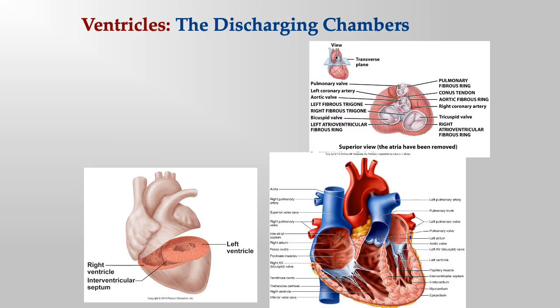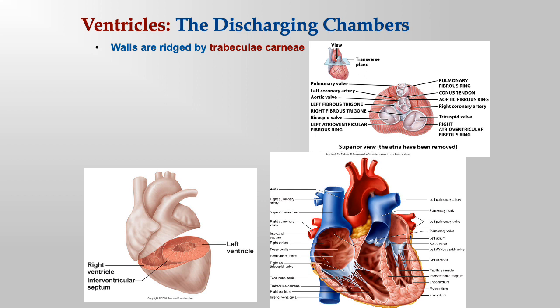So the atria were the receiving chambers. The ventricles are the discharging chambers. That's where blood gets pumped out of the heart. The walls are ridged by the trabeculae carneae. So remember in Bio 201 we studied the bones. Spongy bone had trabeculae. Literally that means a beam or a strut, like a 2x4. So inside of the ventricles there are all these little ridges. Those are the trabeculae carneae.